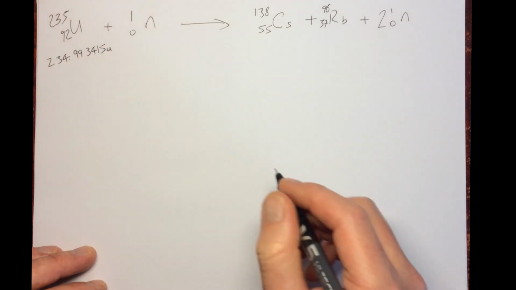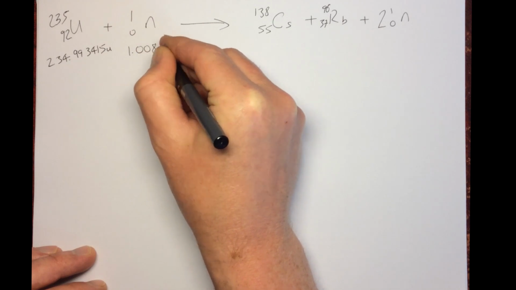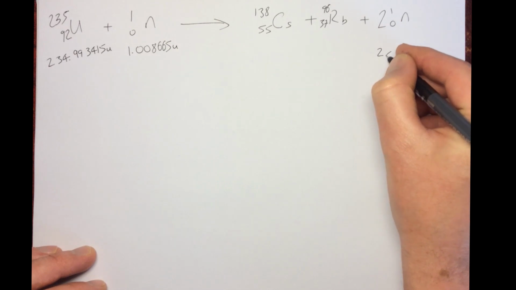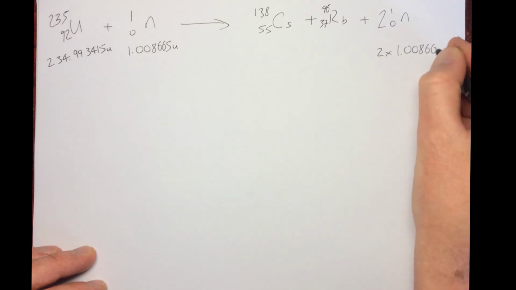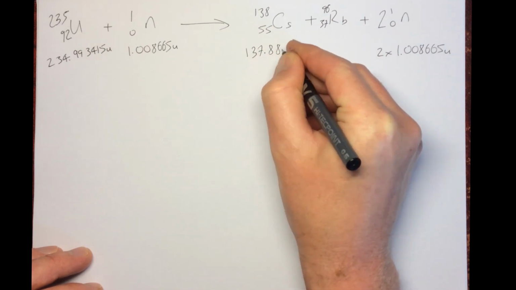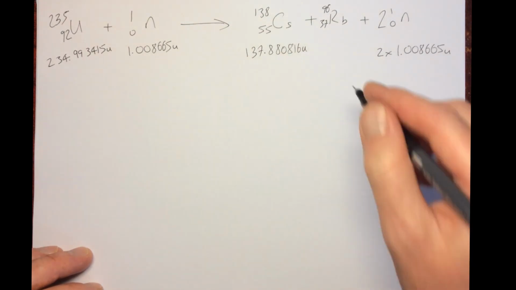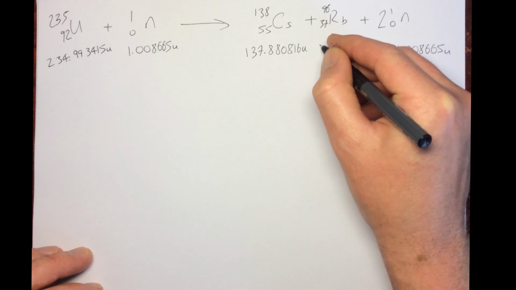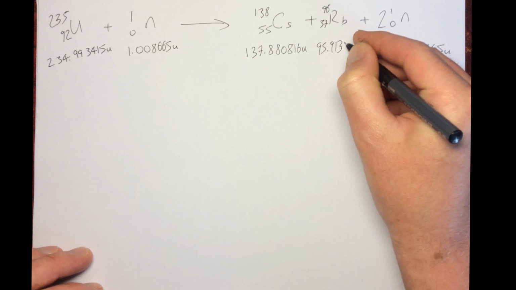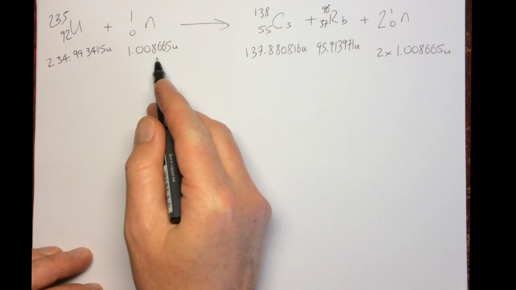234.993415. That's the nuclear mass of uranium, okay, 235. The mass of a neutron is 1.008665 U. So we've got 2 of those here. Mass of cesium is 137.880816 U. Okay. And the mass of rubidium, the nuclear mass of rubidium is 95.913971 U.